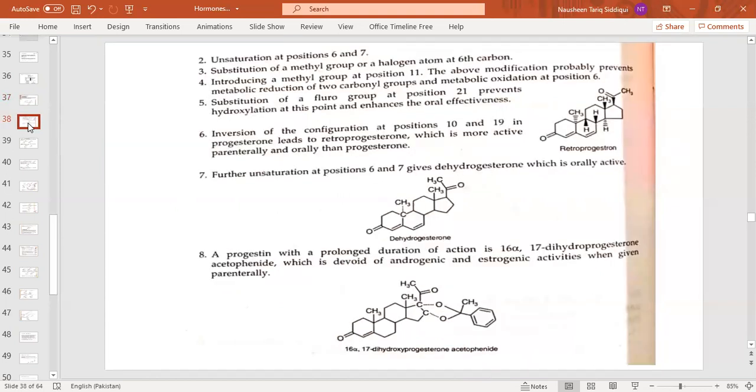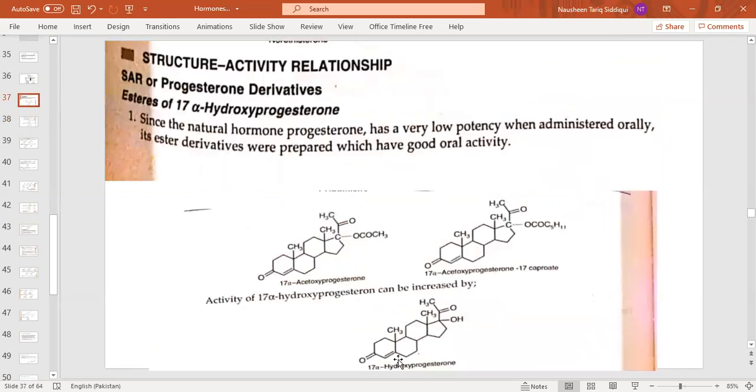Unsaturation at position 6 and 7. On this position, this is 5 and 6, this position, unsaturation at position 6 and 7. Substitution of a methyl group or halogen atom at the 6th position. This is the 6th position.